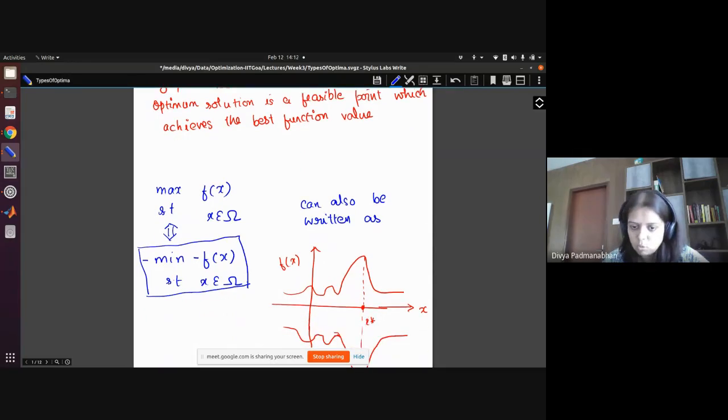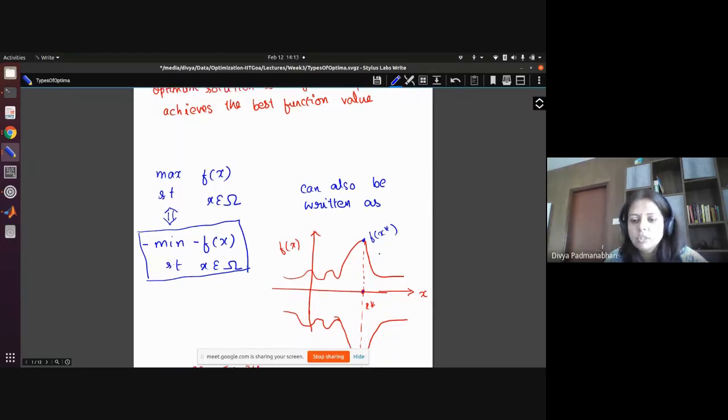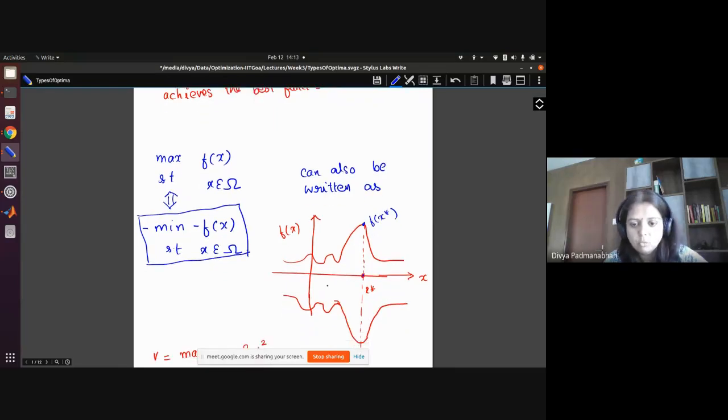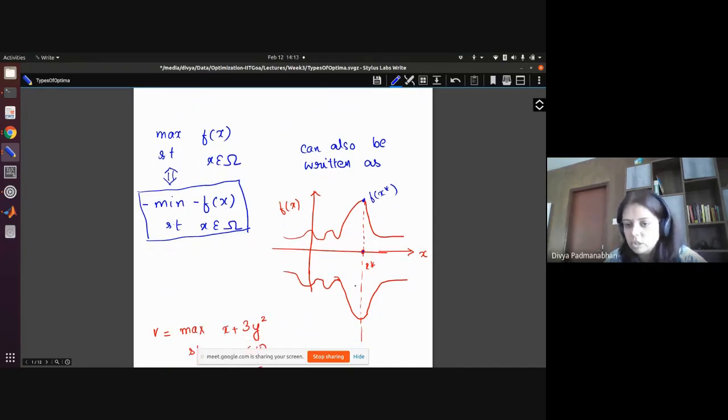Just to see why it works, this is a function, an example, on the x-axis. Now if you want to maximize this function, this is the point at which it's maximum. So x star is a point and this is f of x star. Now if you were to take the negative of this function value, that's just this curve you see here. It's like you reflect it about the x-axis. So that's just the negative value.